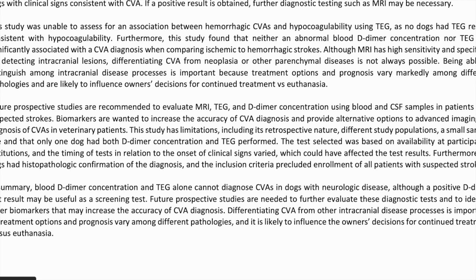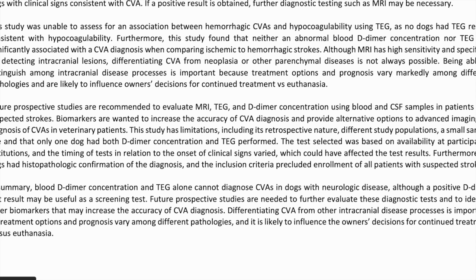Future prospective studies are recommended to evaluate MRI, TEG, and D-dimer concentration using blood and CSF samples in patients with suspected strokes. Biomarkers are wanted to increase the accuracy of CVA diagnosis and provide alternative options to advanced imaging for diagnosis of CVAs in veterinary patients. This study has limitations, including its retrospective nature, different study populations, a small sample size, and that only 1 dog had both D-dimer concentration and TEG performed. The test selected was based on availability at participating institutions, and the timing of tests in relation to the onset of clinical signs varied, which could have affected the test results.